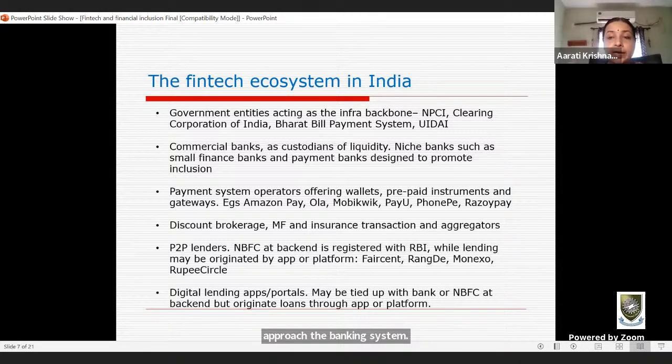These digital lending apps that have come up have become a substitute for this street corner money lender or pawn broker. They facilitate unsecured loans from an NBFC or a bank that sits at the back end. So through the app or platform, you're able to ask for a loan and they give you loans. Typically, these loans can range from just a 2-3 day time frame to maybe a month or even 60 days.